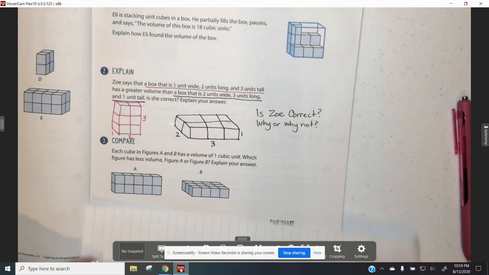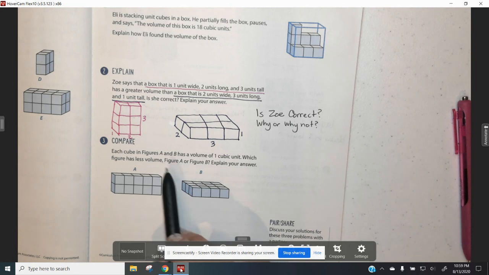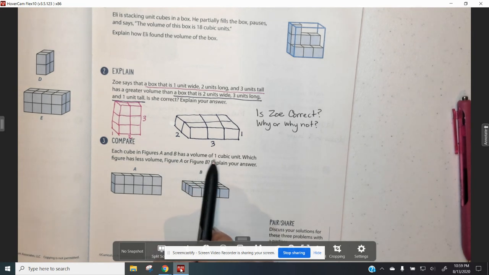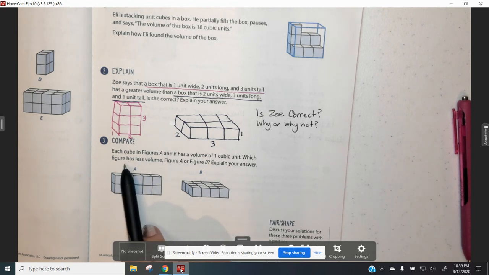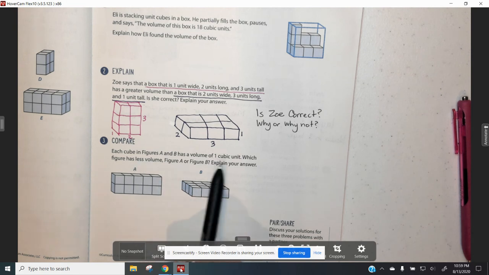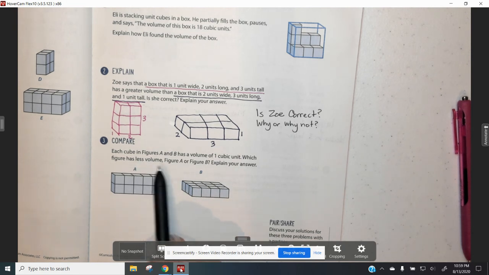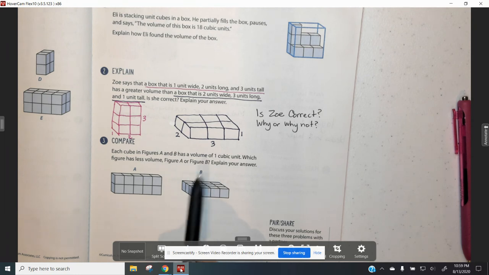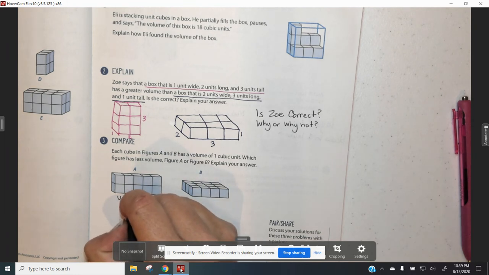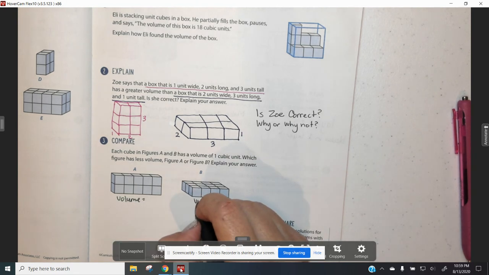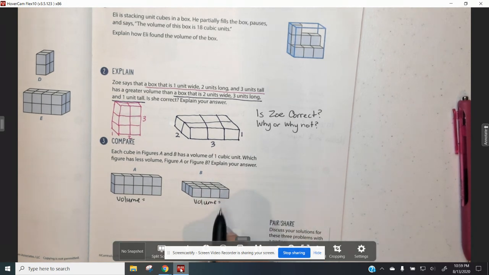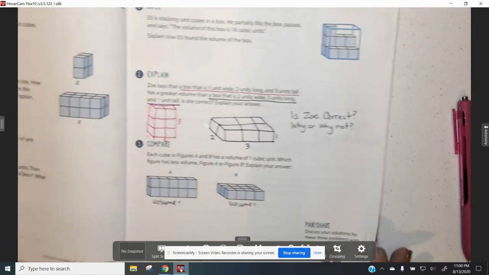Number 3 says compare. Each cube in figures A and B has a volume of 1 cubic unit. So these boxes are equal. Which figure, or this box is equal to this single box. Which figure has less volume, figure A or figure B? So you need to figure out the volume of figure A and the volume of figure B. And then tell me how you know which one is smaller or which one has less volume.